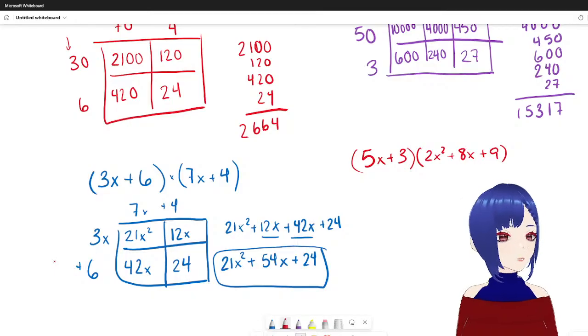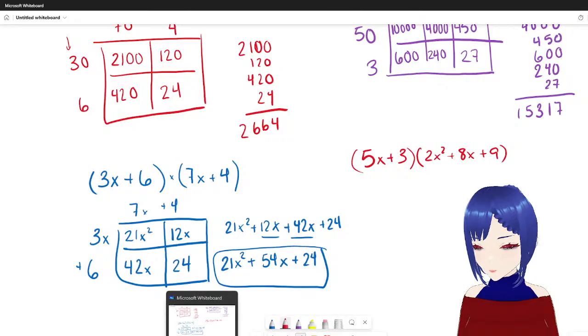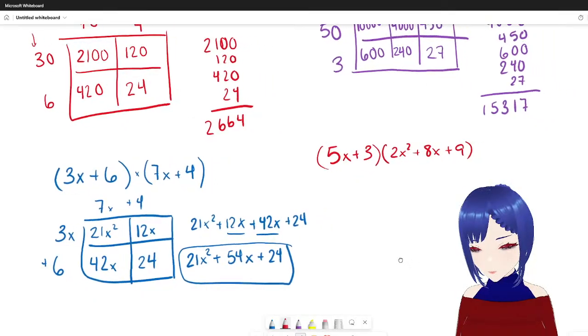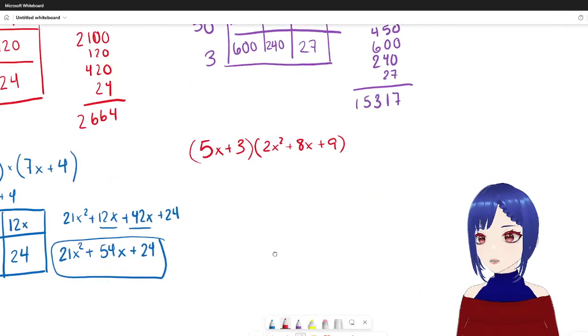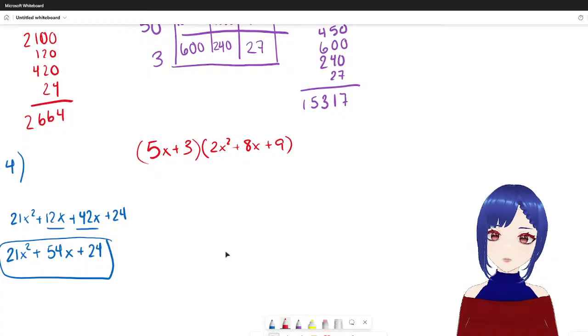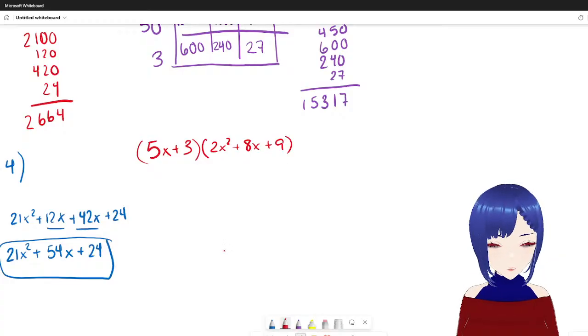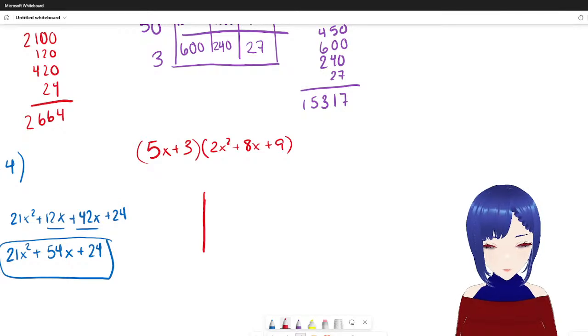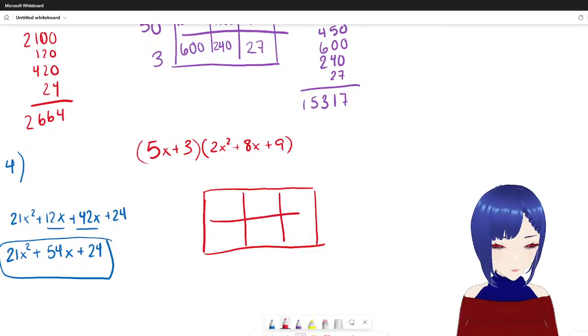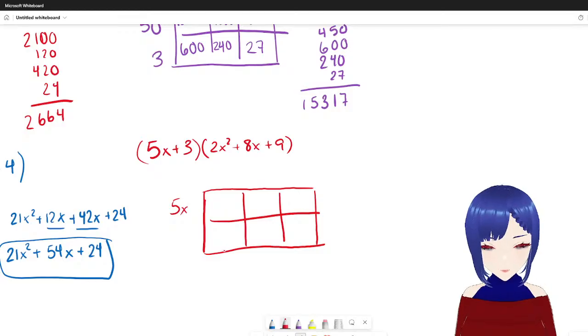And then that's gonna be behind me. So we'll scooch this over so that we have enough room for everything. So with this, we're gonna do another 2x3 box. And we would have 5x plus 3.